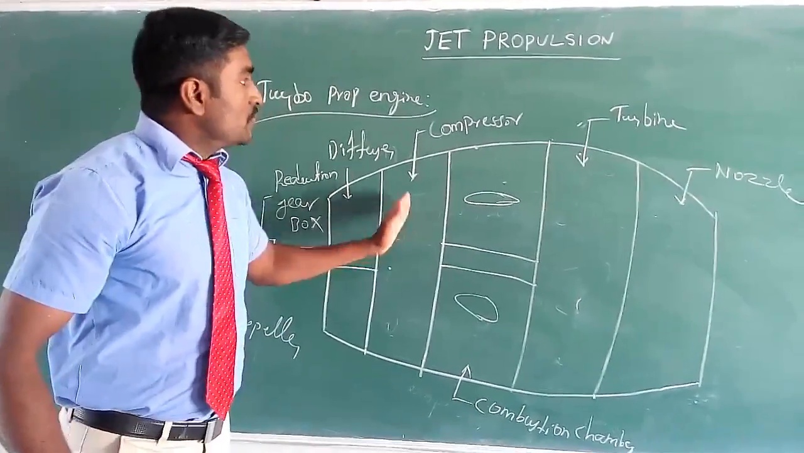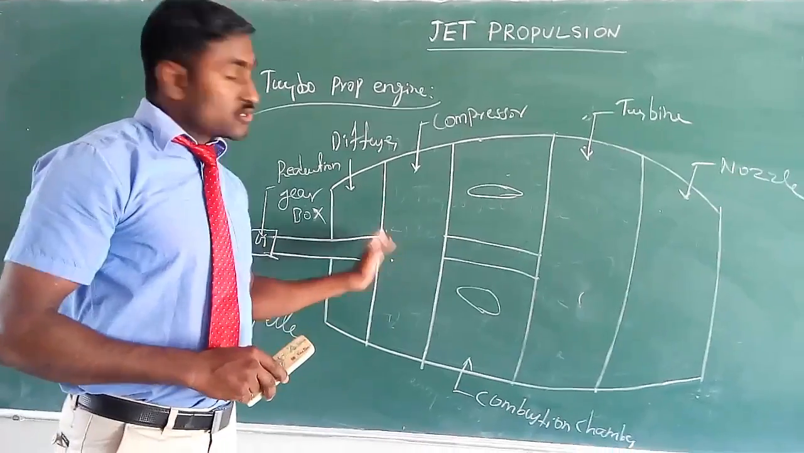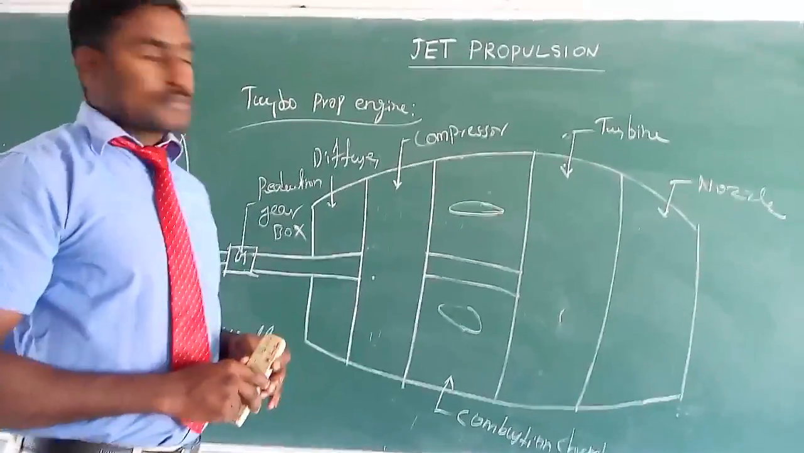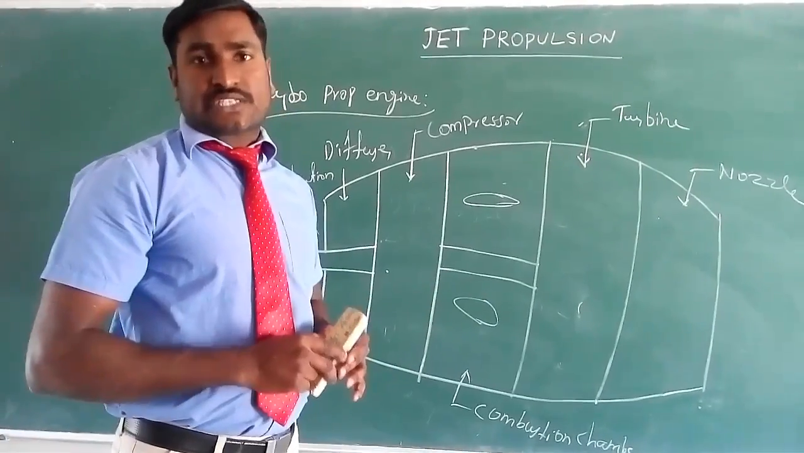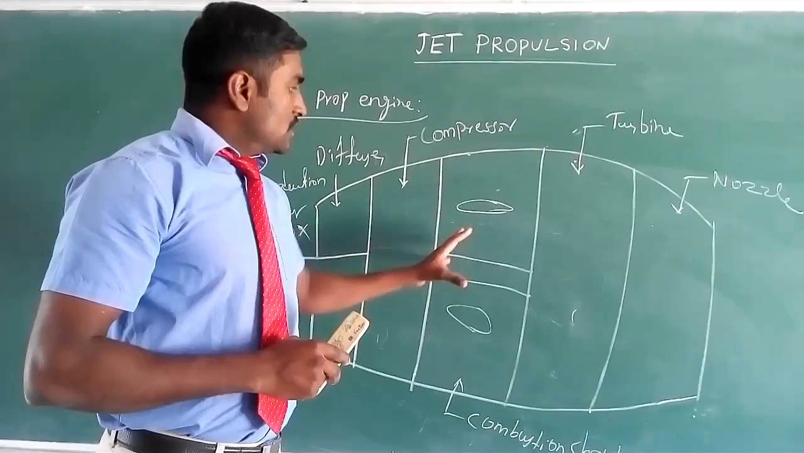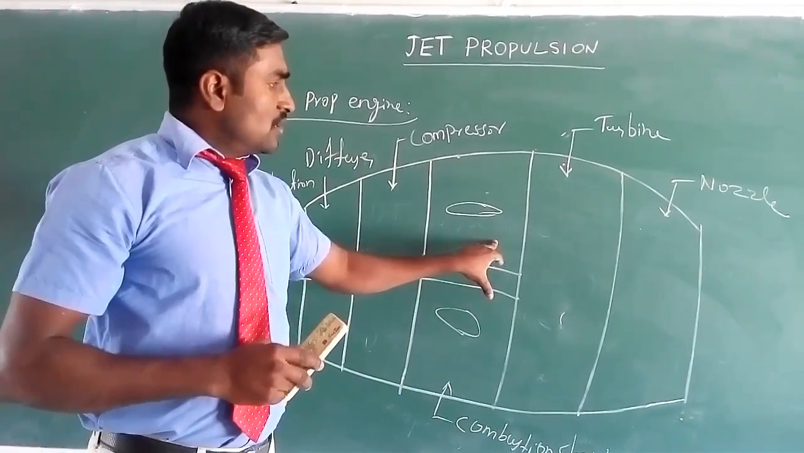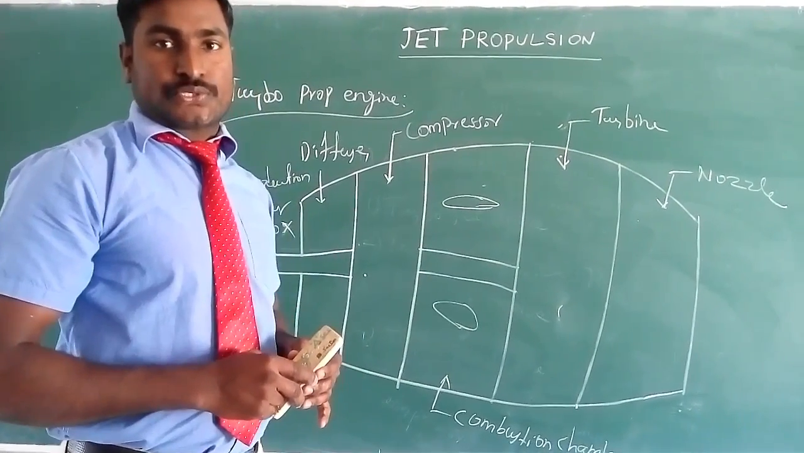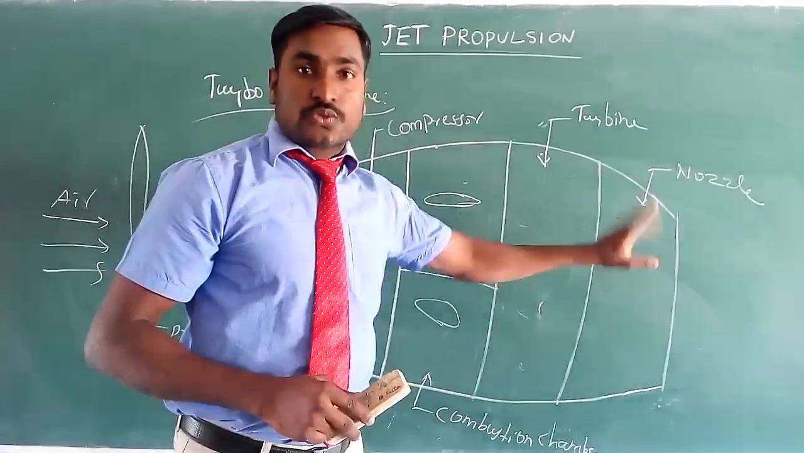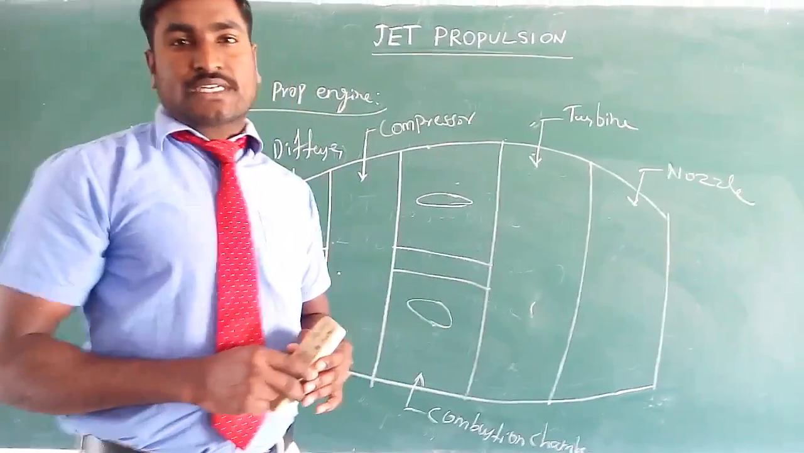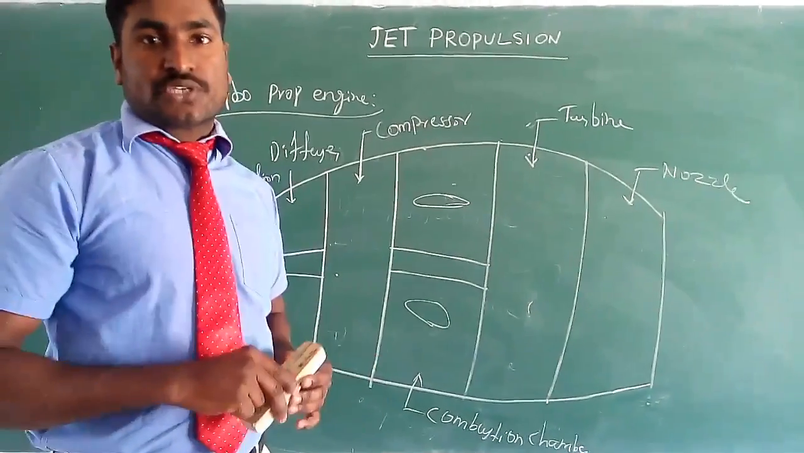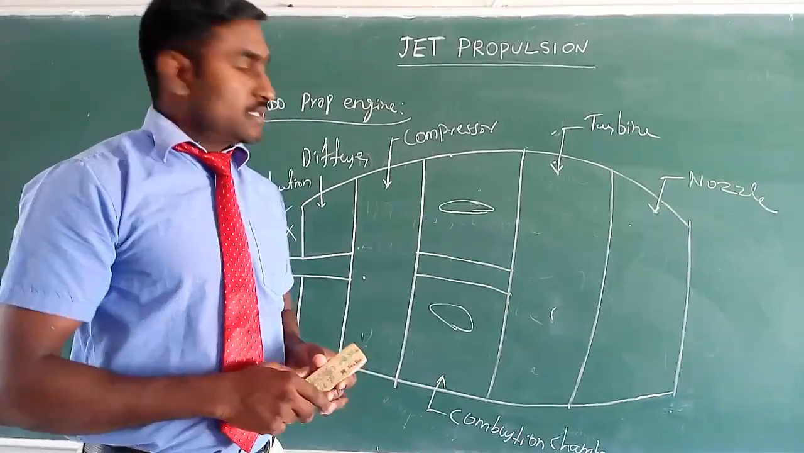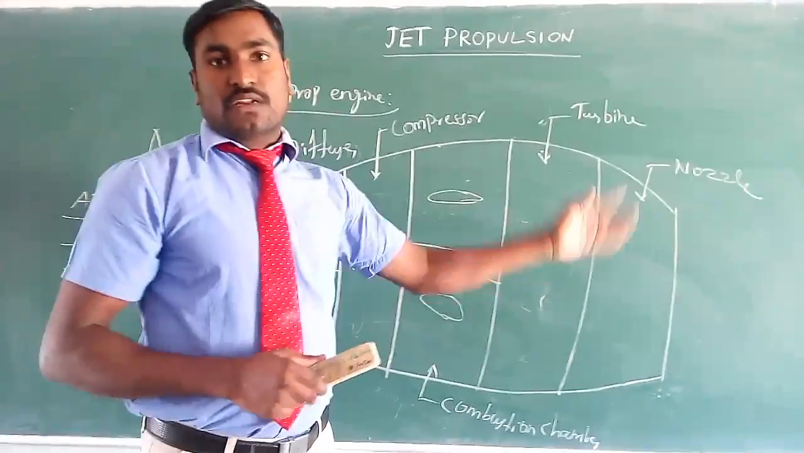Then the static pressure passes to the compressor, where the air is fully compressed. Then it passes to the combustion chamber, where suitable fuel injectors are used to burn the fuel. The highly compressed gas passes to the turbine, where power is produced. Then the hot gas passes to the nozzle. The nozzle's job is to increase the velocity and decrease the pressure, that is, pressure energy is converted into kinetic energy. Then the gas exits with very high velocity.